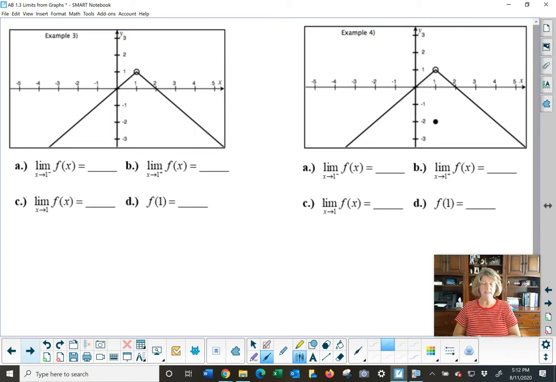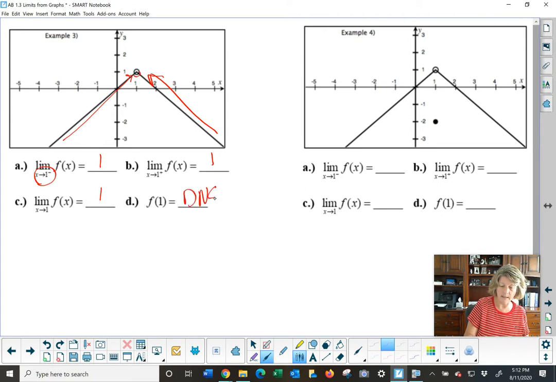Example 3. See if you can do this one on your own. Hit pause, go fill it in, and then check your answers. So I'm looking from the left side of 1. I have a value of 1. From the right side of 1, I have a value of 1. The left and the right equal each other, so the limit does exist. It is 1. And f of 1, since this is an open circle, does not exist. "Does not exist" is typically used for limits. Undefined is really the term that we give to a function not having a value. It's not defined there at 1.